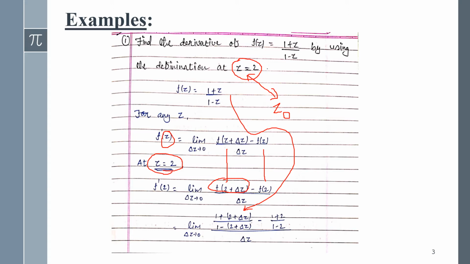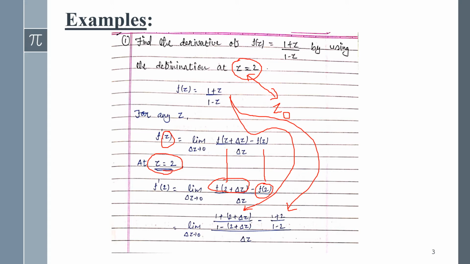So it will be 1 plus z, where z is 2 plus delta z, and the below part is 1 minus z, again the same part, 2 plus delta z, minus f of 2. Now in place of z you have to put 2. So 1 plus 2 upon 1 minus 2, upon delta z, that will be as it is.